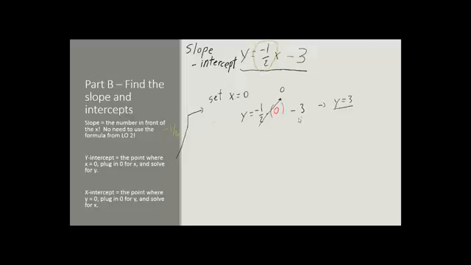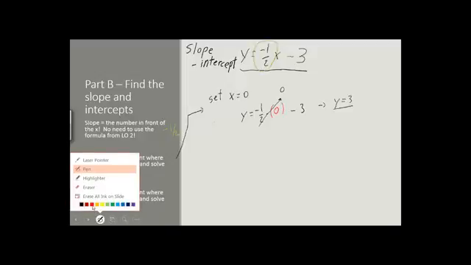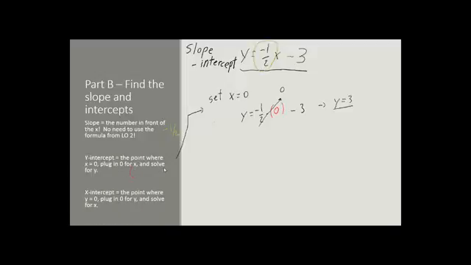Now, the way they want you to answer this question of the y-intercept is to write it as a point. I'll write it in red here. So you don't just put 3, you put the x value and then the y value. Write it as a coordinate. So our answer for the y-intercept would be 0, 3.